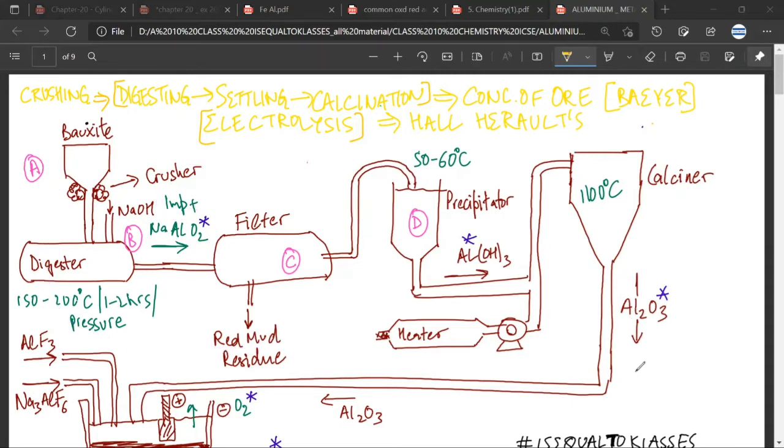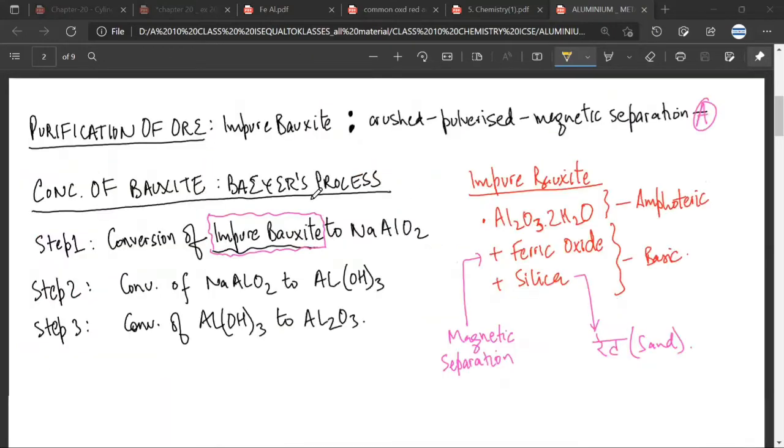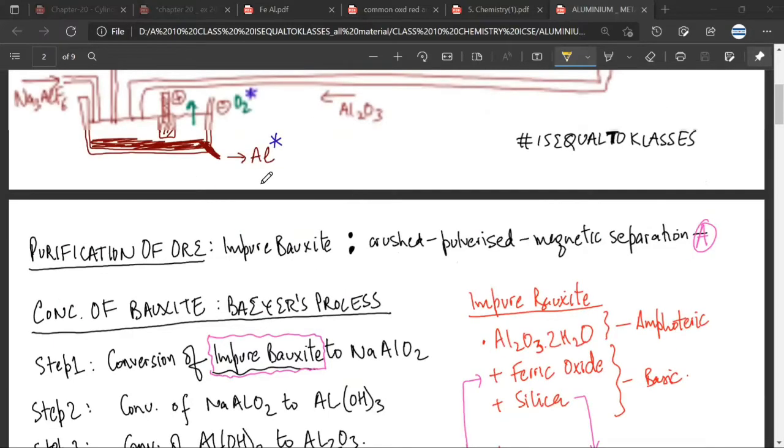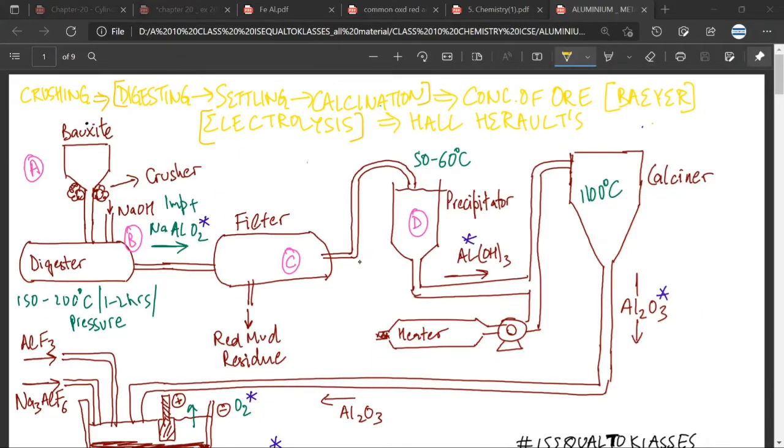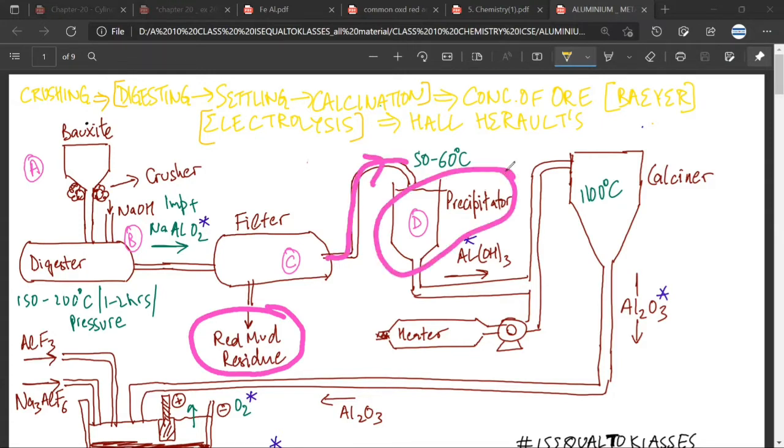Mr. CB, any doubt? No doubt. Okay. So of course, we'll be doing this again in detail, but I just wanted to show you what is happening. Do you see this red mud residue? Yes, sir. So this is where I'm removing the iron impurities as well as the silica impurities. Now, then I'll take the feed to this precipitator. In this precipitator, this is the product that I will receive.